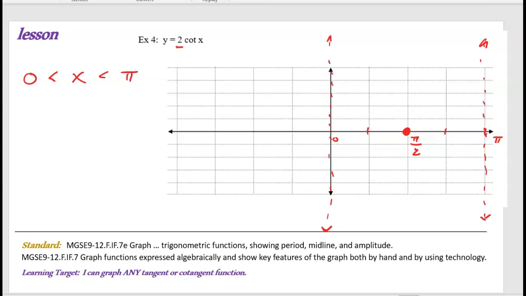Now my a value is 2, so instead of going to the right and down 1, I'm going to go to the right and down 2. And there's my negative 2. There's my 2. So pi over 2, this is 3 pi over 4, pi over 4. So don't forget, you always label those 5 x values for one full period. 1, 2, 3, 4, 5. Left and up 2, because a is 2. Just like with sine, you make it look like the slope is about at a 45-degree angle.